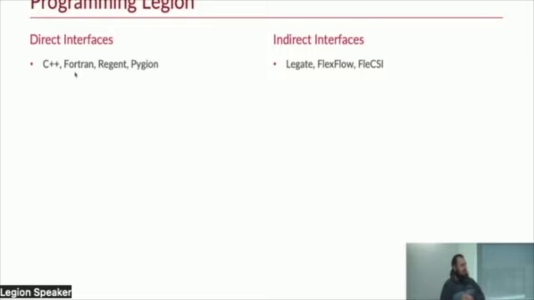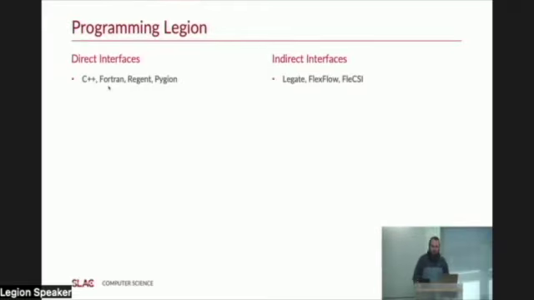I think, broadly speaking, there are two general categories of interfaces that we have. There are what I call direct interfaces to Legion. So I'm thinking C++. We actually have a Fortran API. Regent and Pygion go into that category. And then we have what I'm going to call the indirect interfaces, and I just made this up yesterday, so maybe we need some better terminology around this, but this is all of the domain-specific ways you can program it. So Legate, FlexFlow, Flexi, and so on.